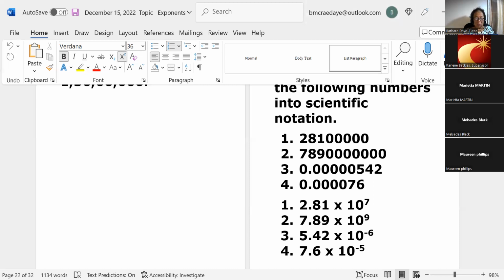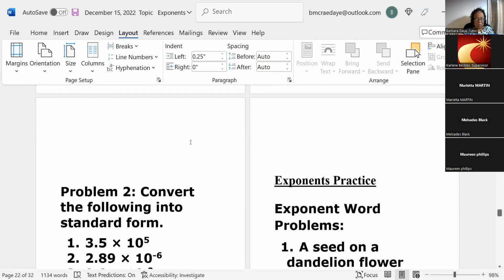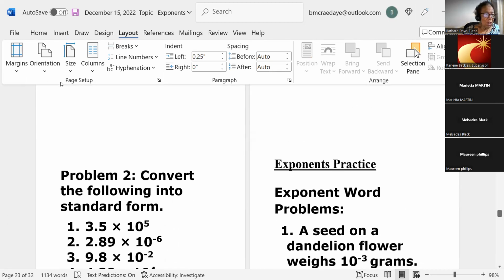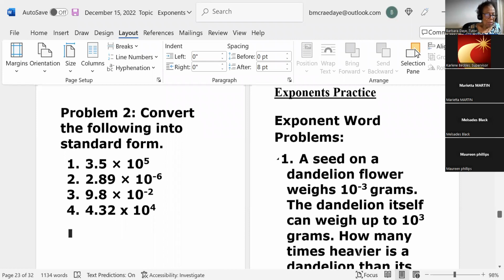Now, I want you to do one other thing. I'm giving you the scientific notation. I want you to tell me what is the number in the standard form. 3.5 times 10 to the 5th. Who would like to try that one? Which one? Where are you at? I'm at problem 2. Problem 2? Yes.